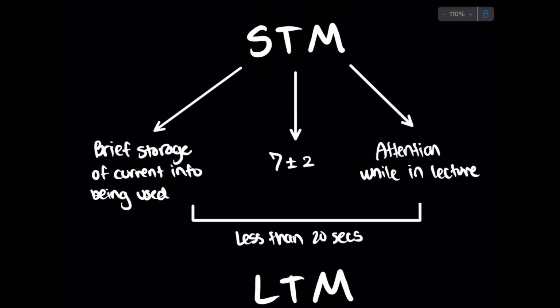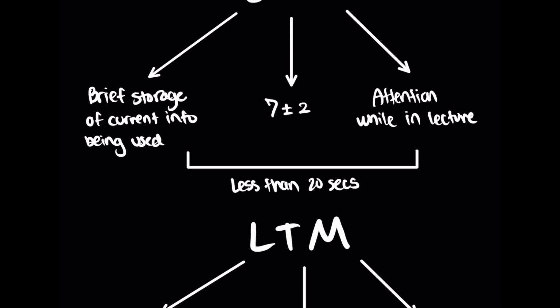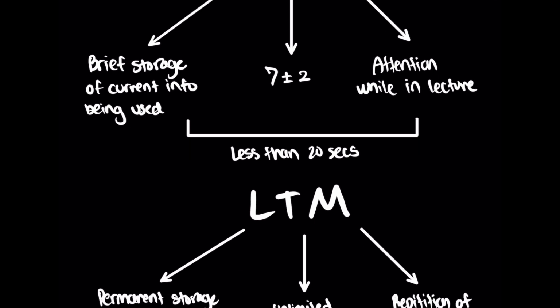Next, we have short-term memory. This is brief storage of current info being used, and the capacity of short-term memory is 7 plus or minus 2, so anywhere between 5 and 9. An example of when it's used is in lecture. In terms of how long it lasts, it's less than 20 seconds.